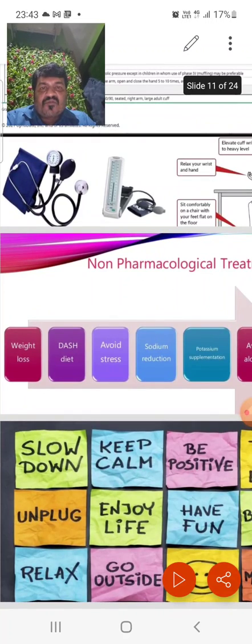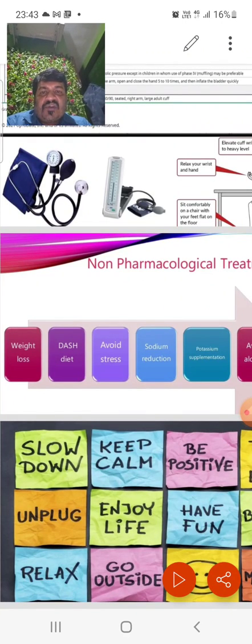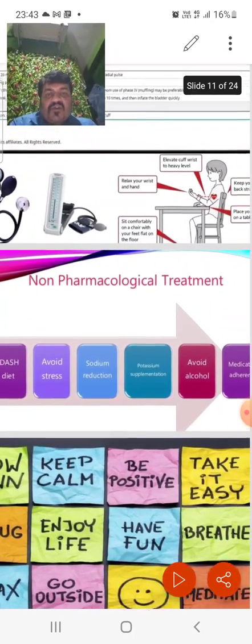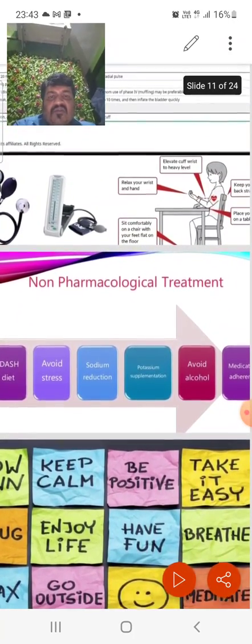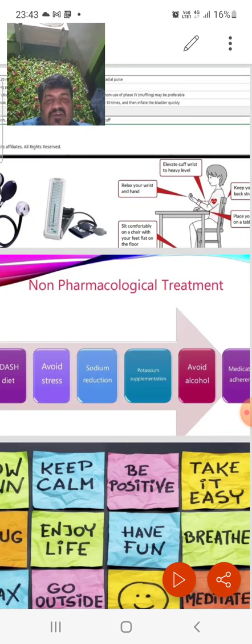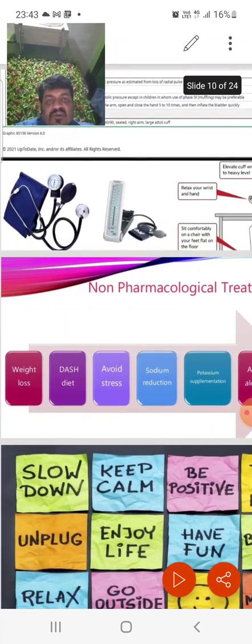अब देखिए, जैसे नॉन फार्माकोलॉजिकल ट्रीटमेंट होता है: वेट लॉस, DASH डाइट, अवॉइड स्ट्रेस, सोडियम रिडक्शन, पोटेशियम सप्लीमेंटेशन, अवॉइड अल्कोहल एंड सम मेडिकल एडहेरेंस. क्या देखा इसके अंदर, आपने अवॉइड करें आप स्ट्रेस को.